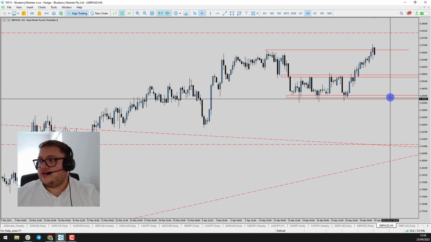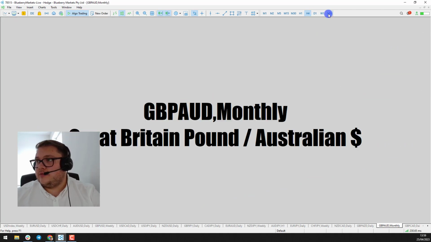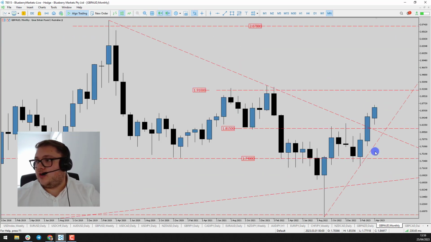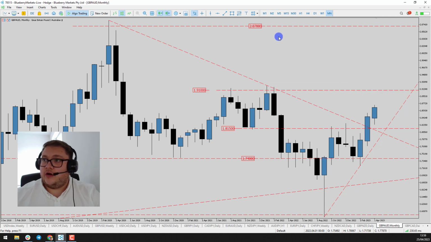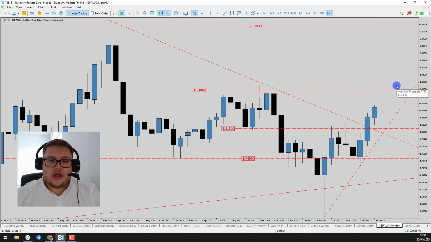So two points of interest for me for pound Aussie, but ultimately I want to be following this potential higher time frame trend that could be developing here, and that could then send us to that 1.91 handle, or at least even to the 1.90 if we take this area in as a complete zone to watch for. So hopefully that made sense.